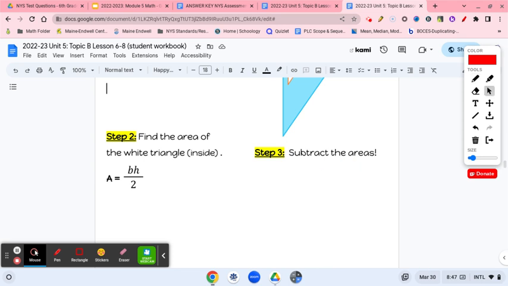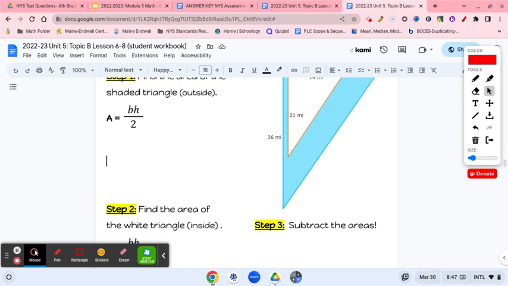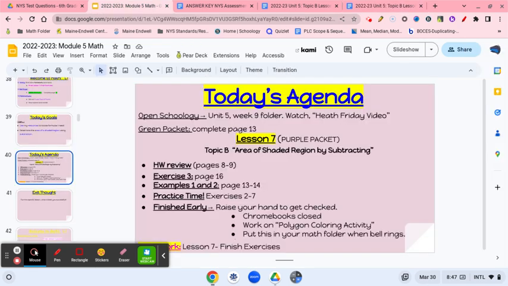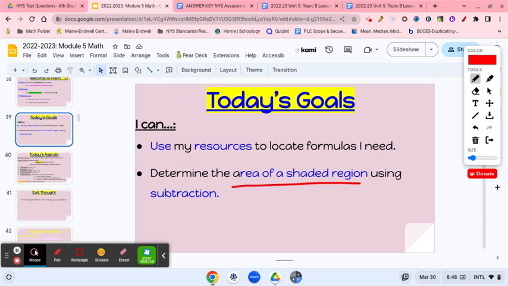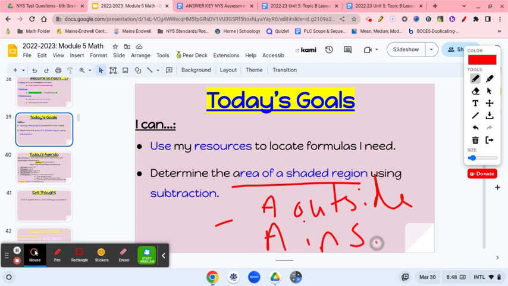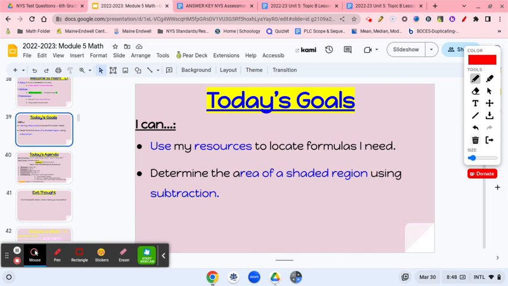Okay, so check in with me for a minute. In order to find the shaded region, you have to take the area of the outside minus the area of the inside that you're trying to take out. So you're finding area twice and subtracting the two.